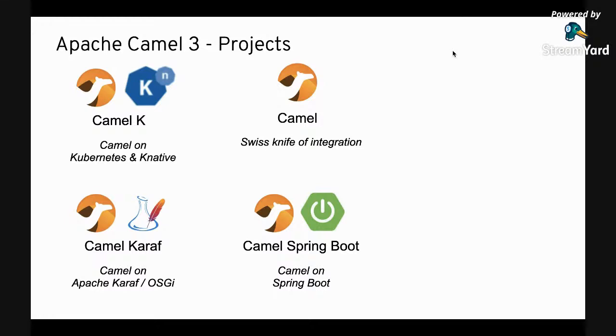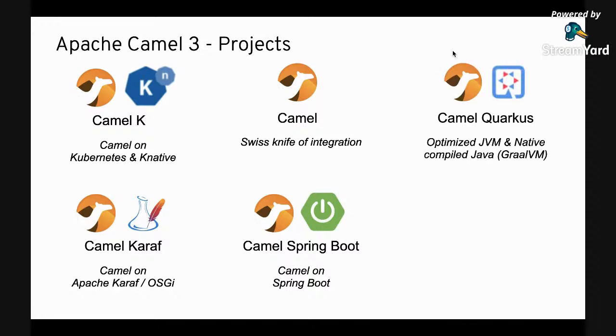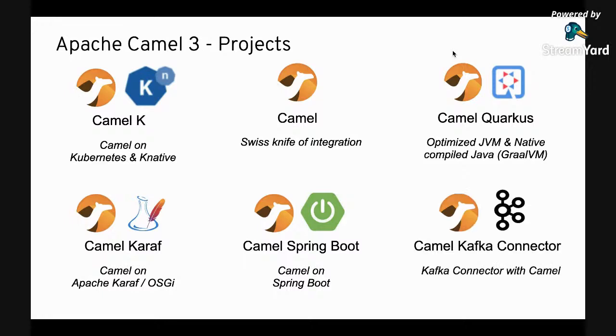And then the last added project in the ecosystem, Camel K, which is Camel on Kubernetes, OpenShift, and the cloud native, Knative mainly. And after that, we have Camel Quarkus. Quarkus is the latest project in the Red Hat ecosystem, and we can call it the fast Java. So we will see this in the next slides. And the last project is Camel Kafka Connector, which is based on Kafka Connect, and we'll see this in the last slides with the demo.